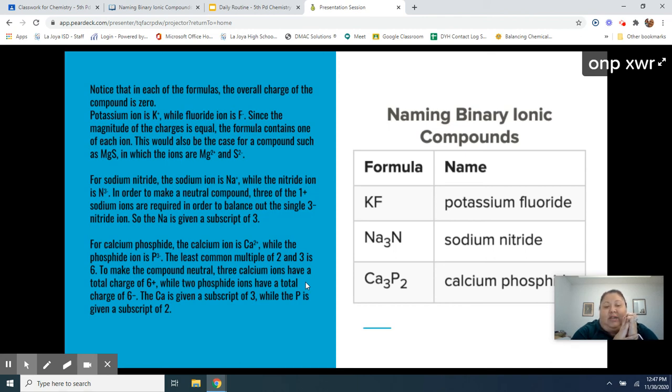For calcium phosphide, the calcium ion is Ca plus 2, while the phosphide ion is P negative 3. The least common multiple of 2 and 3 is 6. To make the compound neutral, I need 3 calcium ions, which have a total charge of plus 6, while 2 phosphide ions have a total charge of negative 6. The Ca is given a subscript of 3, while the P is given a subscript of 2. And we're going to talk about all of that in detail as to why tomorrow.